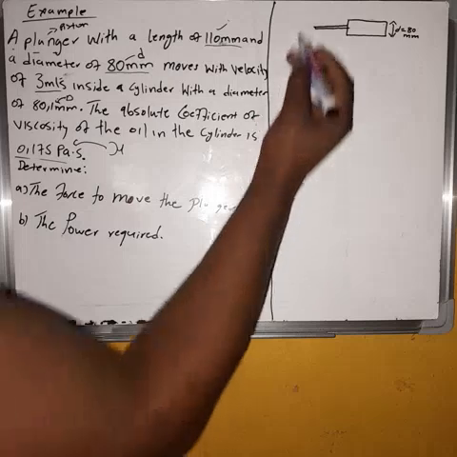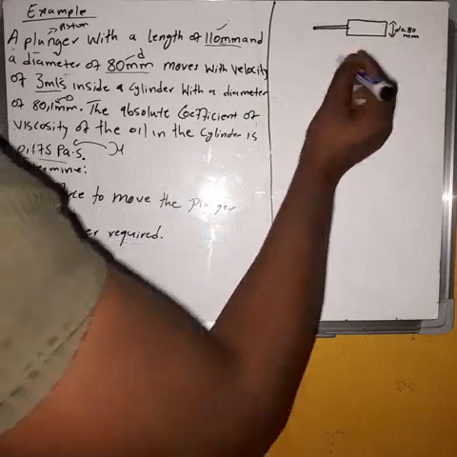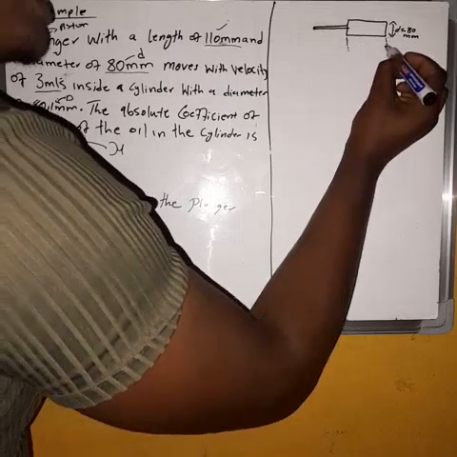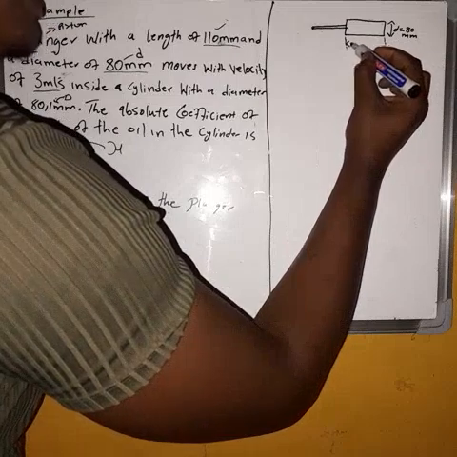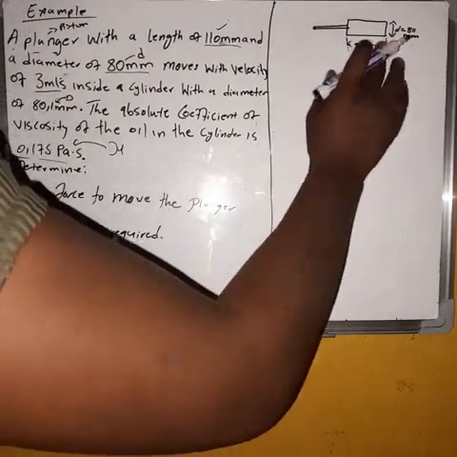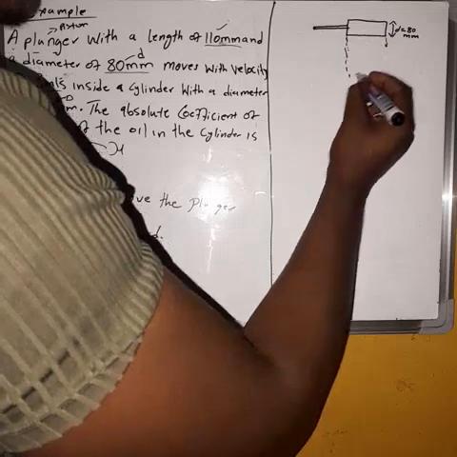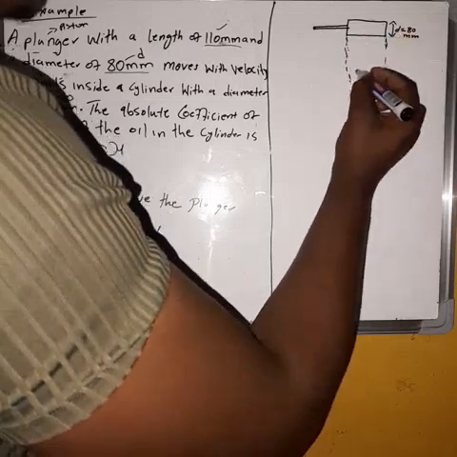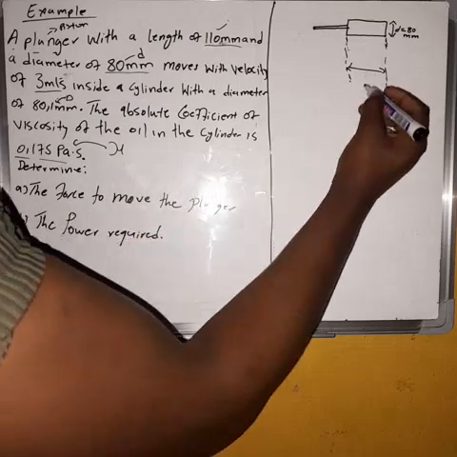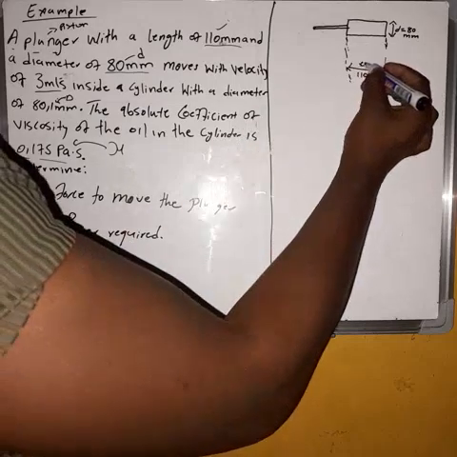When talking about the length, we don't include the connecting rod. We are focusing on the piston only. This is the length of the piston, not of the cylinder. We use the length of the piston. You understand? The length of the piston is 110 millimeter. This is L.